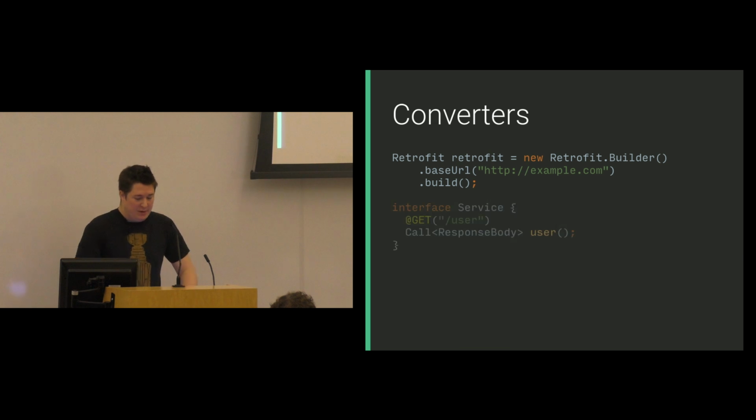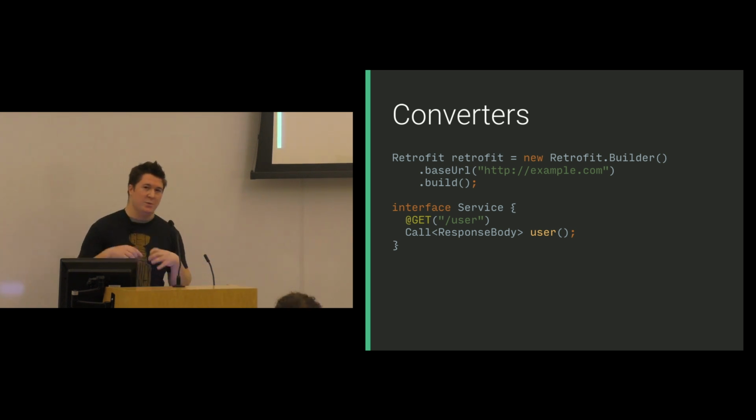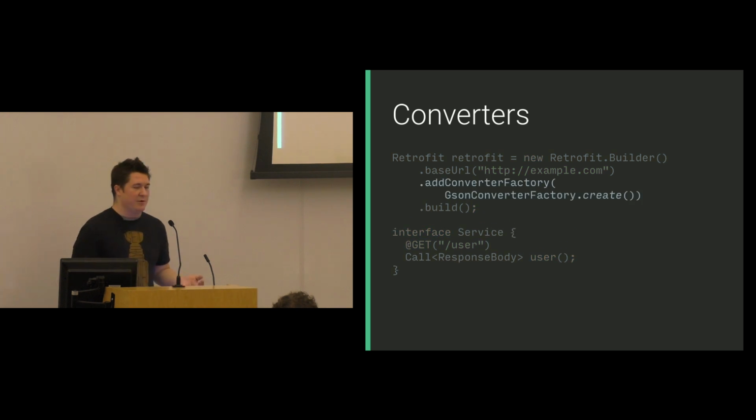So by default, with this default Retrofit setup, you can only use something called response body, and that's basically just an object that represents the bytes in the response. So you could read this as a string, or you can get it as a byte array or a byte stream or whatever. But that's not super useful, right? The whole point of these interfaces is we want high-level abstractions. We want this call to return list of user. And so the way that you do that is add something called a converter.